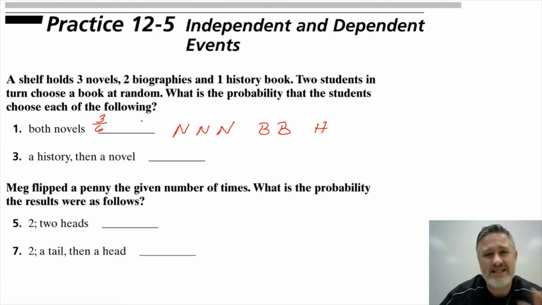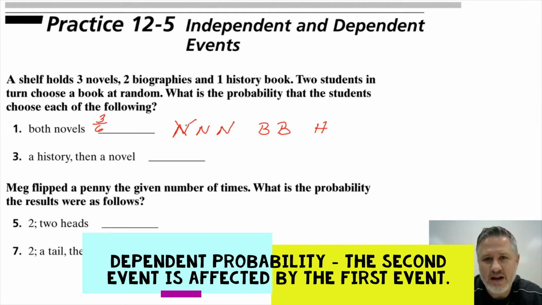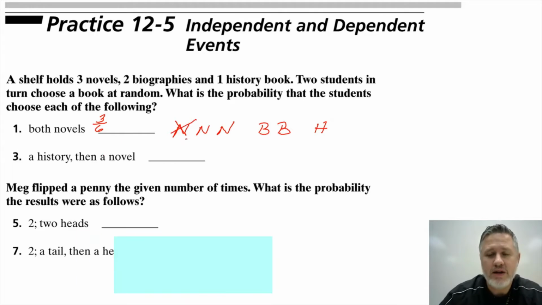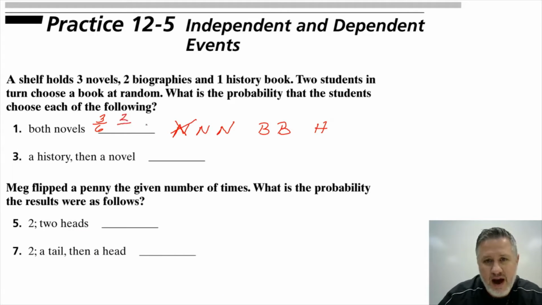Now, this is a dependent event because the second person is not going to have that novel, because the first person picked it. We're assuming, right? So now, how many novels are left? Well, there's 2 left out of how many total books? 5. And that's what dependent probability is. There's 1 less outcome, right? And sometimes there'll be 1 less in the numerator too. So what do we do? We multiply those 2 fractions to find out the probability of both happening after each other.